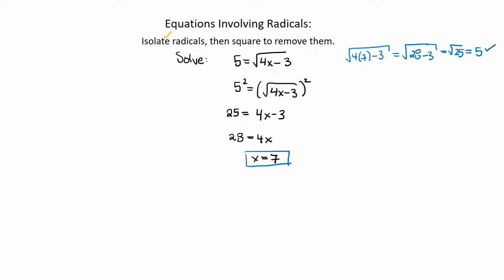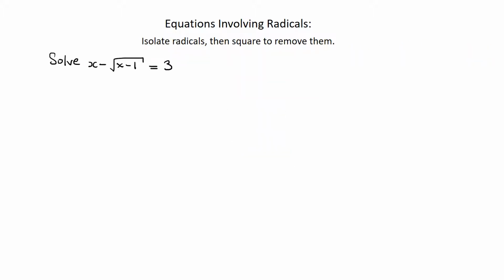In the next examples, we'll see some cases where we need to be a little bit more careful, where we will have to eliminate sort of fake solutions that come out as a result of the squaring. Stay tuned. In this next example, we have a little bit more work to do.